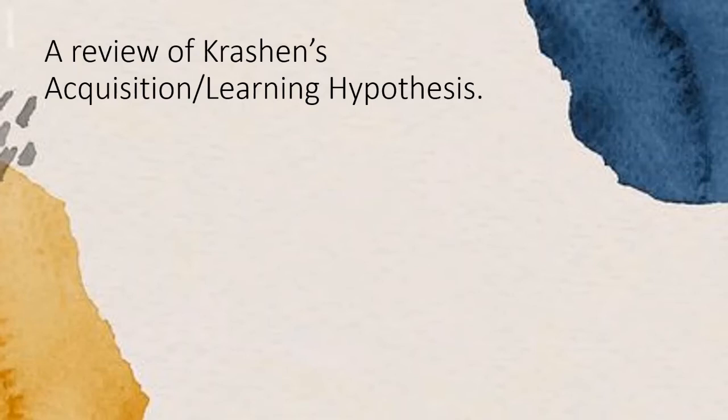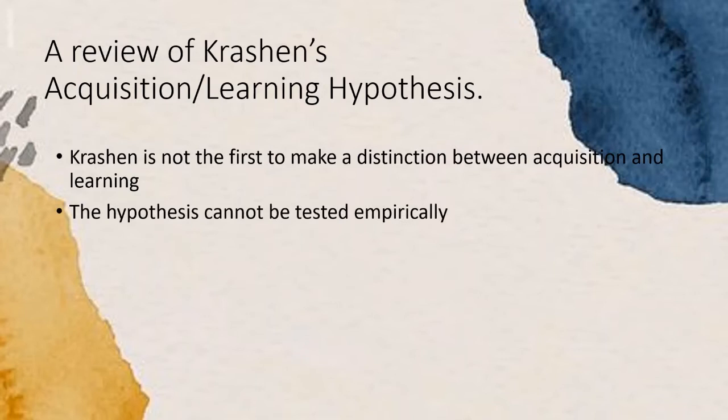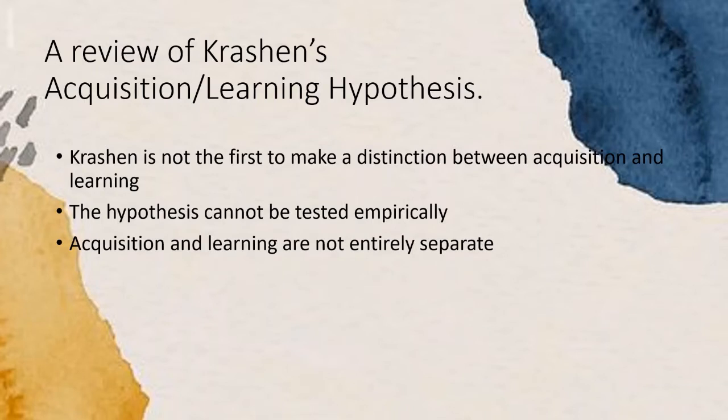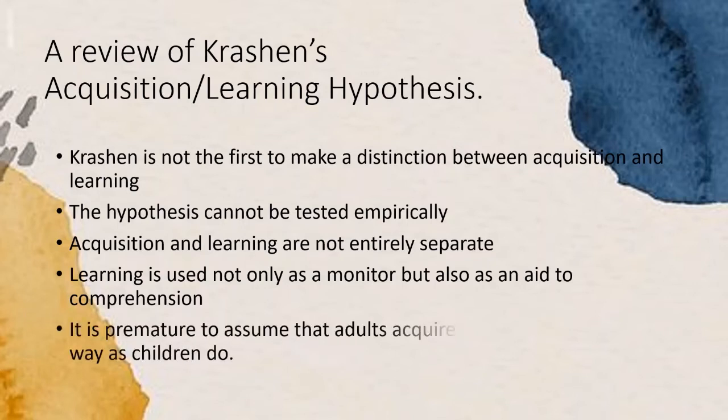But there are also criticisms of Krashen's theories. Now here we notice five that say that Krashen is not the first to make a distinction between acquisition and learning. Secondly, the hypothesis cannot be tested empirically, and acquisition and learning are not entirely separate, and learning is used not only as a monitor but also as an aid to comprehension. It is premature to assume that adults acquire language in the same way as children do.